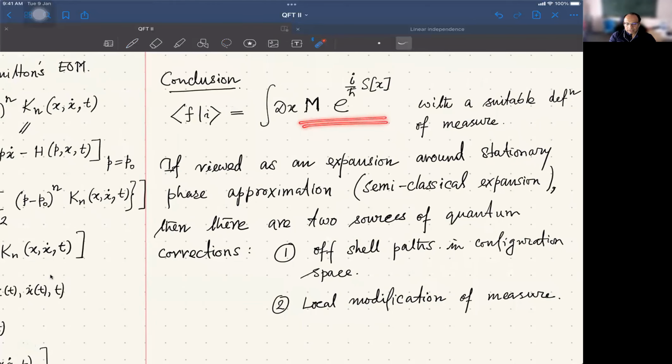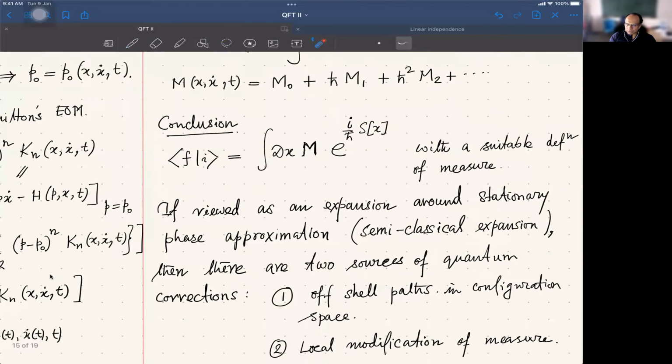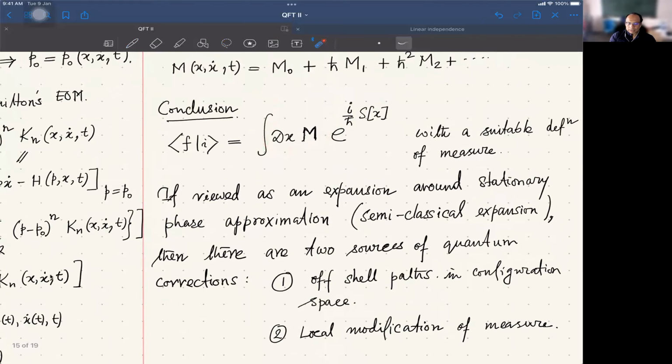I will do it here, x minus x bar multiplied by root h bar. Okay, and therefore it will bring down another, say, m times n, where n has the integration results of that x minus x bar integration, and they will also give an h bar expansion. So those I'm calling off-shell paths in configuration space. And what I already got here, which I'm interpreting as a local modification of the measure, already has an h bar expansion. So that is the other source. Okay, so this is the general structure.